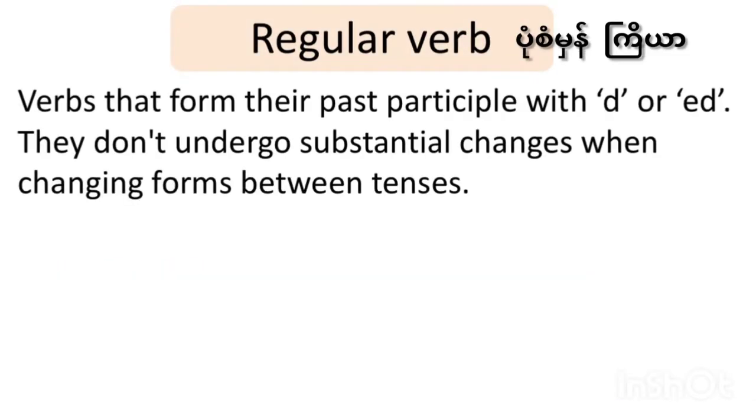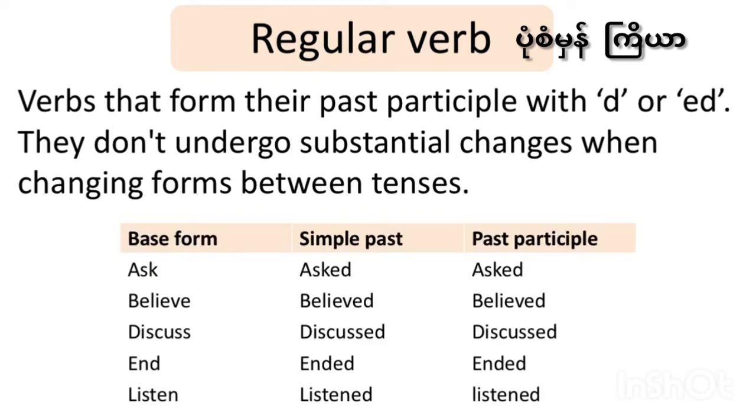Regular verb. These are verbs that form their past participle with d or ed at the end. They don't undergo substantial changes when changing forms between tenses. So here is a table. We have base form, simple past and past participle. Ask, asked, asked. Believe, believed, believed.